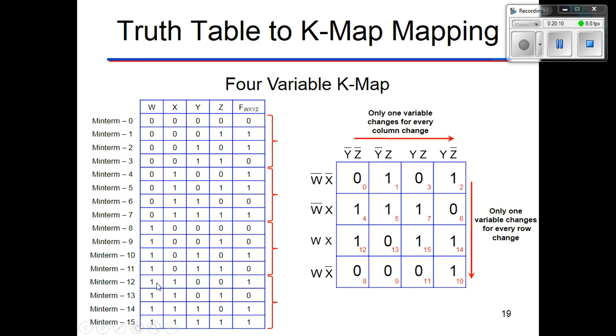I have W, X, not Y, not Z right here. Here's a 1. And then I have W, X, Y, not Z. That's right here. And of course W, X, Y, Z. That's right here. Okay. So let's group them together.